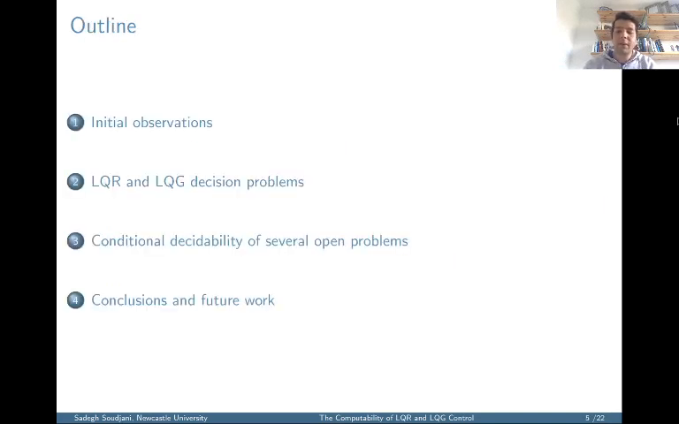Here is the outline of the rest of the presentation. First, I will discuss some initial observations that lay down the rest of the results. I will discuss decision problems for LQR and LQG. I will provide conditional decidability of several open problems. And finally, I will end the presentation with some concluding remarks.